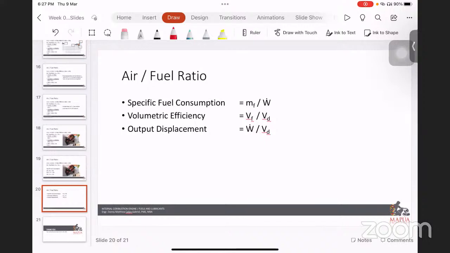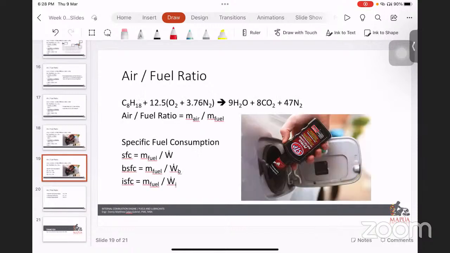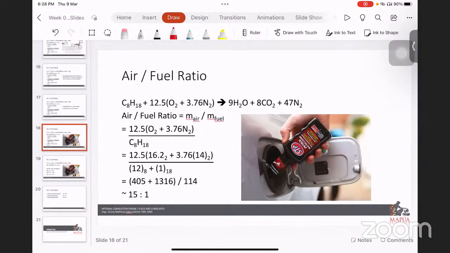So, may isa pang dito is yung volumetric efficiency natin. Volumetric efficiency is yung VF over VD or yung volume ng fuel divided by the volume of your displacement. And output displacement is your work divided by your volumetric displacement. That's it. Any questions?